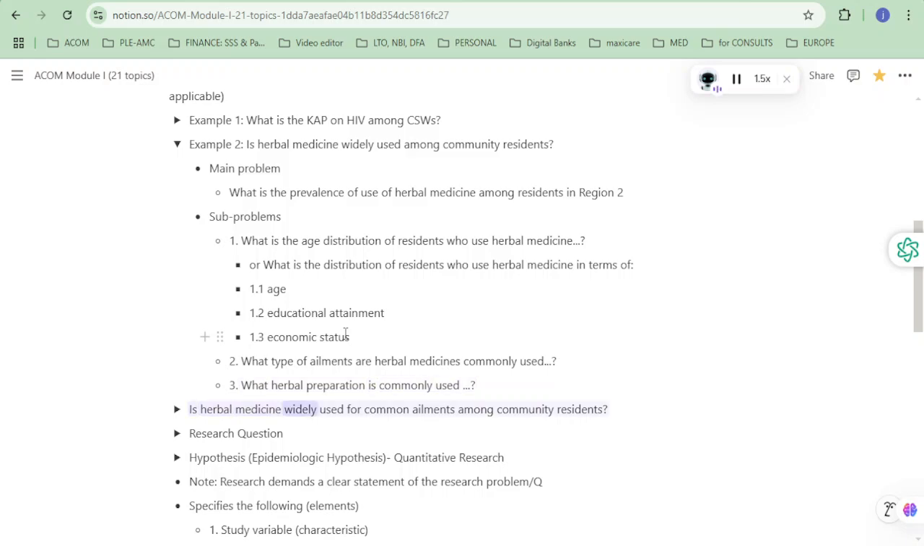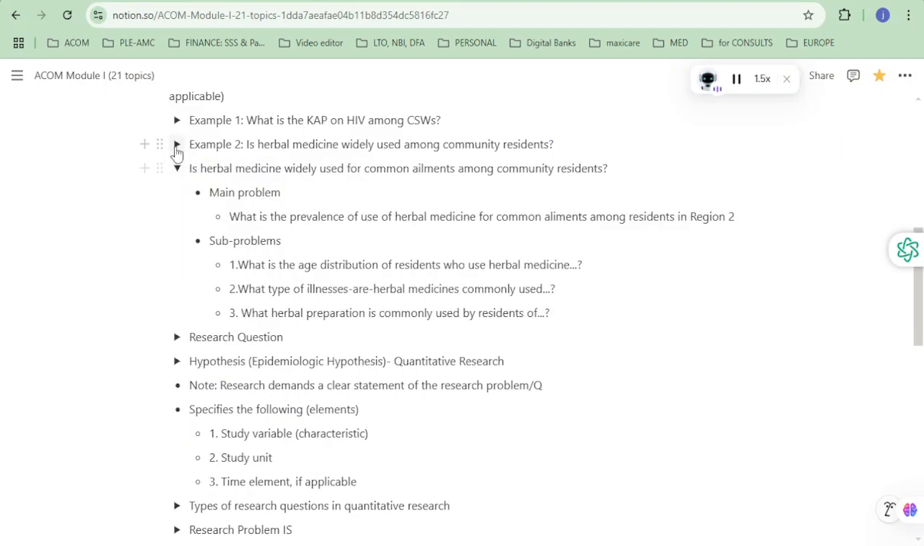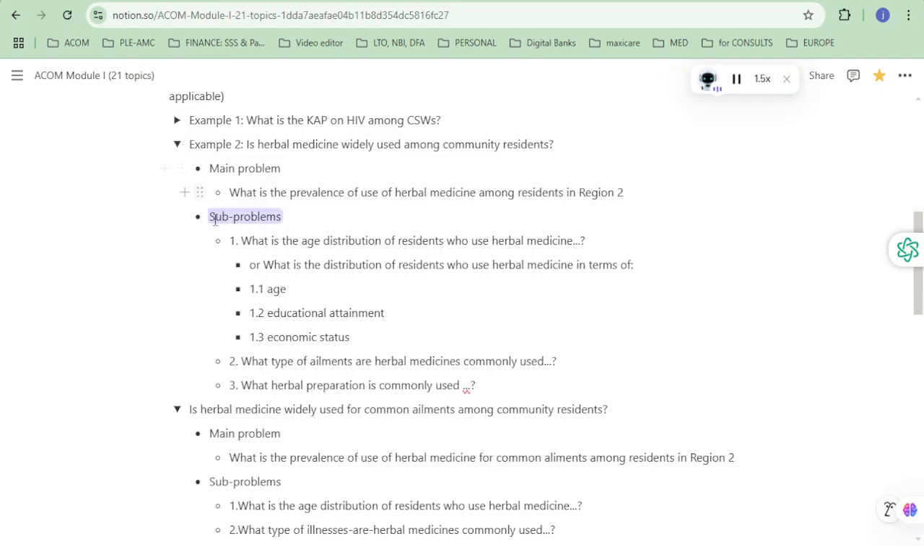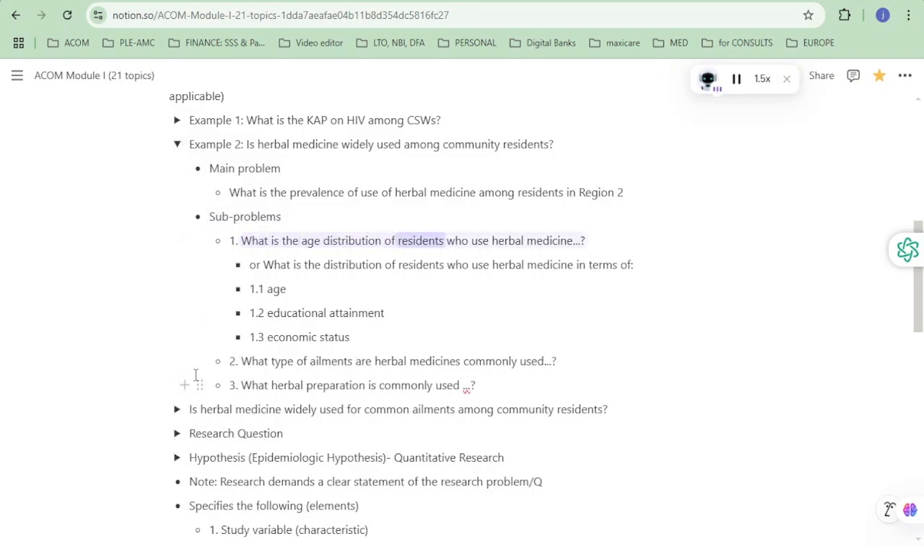Is herbal medicine widely used for common ailments among community residents? Main problem. What is the prevalence of use of herbal medicine for common ailments among residents in Region 2? Subproblems. 1. What is the age distribution of residents who use herbal medicine? 2. What type of illnesses are herbal medicines commonly used for? 3. What herbal preparation is commonly used by residents?